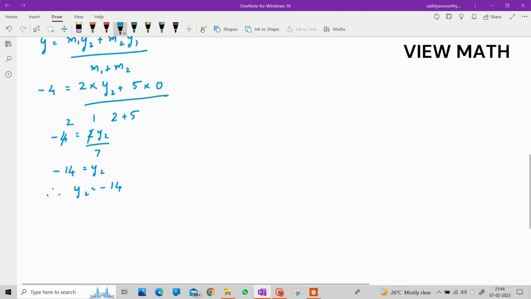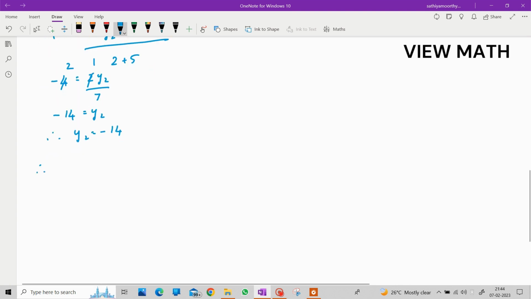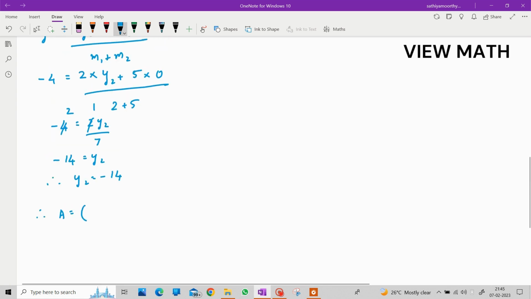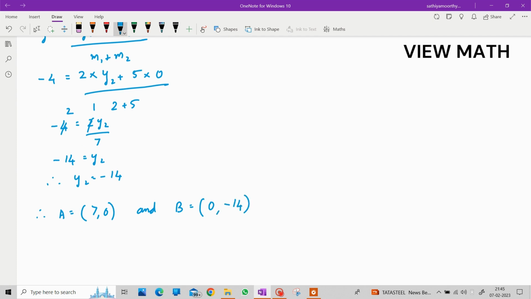So now let me write the coordinates. Therefore A is equal to x1 comma 0. Just now we found out x1 is 7. So A is 7 comma 0, and the coordinate B is x2 is 0, we know, so I'm substituting 0, and y2 is minus 14. So we have found out the A and B coordinates, which is A is 7 comma 0 and B is 0 comma minus 14.